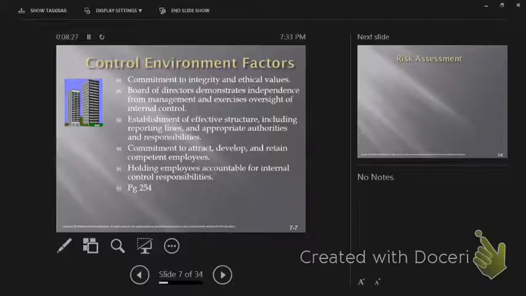All right, do they have an effective structure, including reporting lines? Do they have that structure set up? Are they committed to attracting good employees? That's very important. High turnover is usually not a very good sign of a good company. It doesn't necessarily mean it's a bad company, but it's not usually a good sign. There are reasons for turnover. But in general, when you see high turnover, that's not usually a good sign, because you've got to ask yourself, why are people continuing to leave? Now, there are some environments where there are.